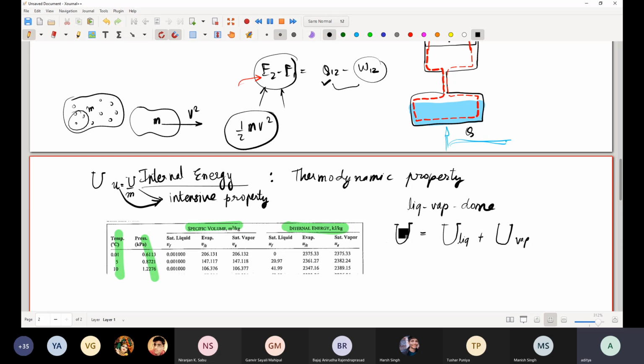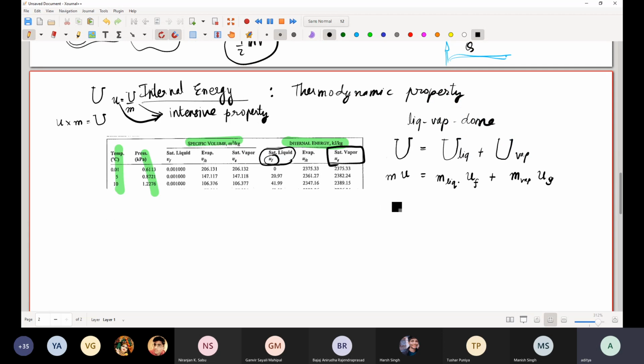So the total internal energy is equal to the specific internal energy times the mass of the system, right? So we can say mass times the specific internal energy of the system, and this is equal to the mass of the liquid times the internal energy of the liquid. So UF, if you look over here, saturated liquid, it is denoted by UF, plus M of the vapor times U of the vapor, which is denoted by UG.